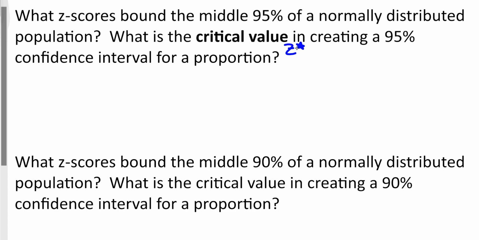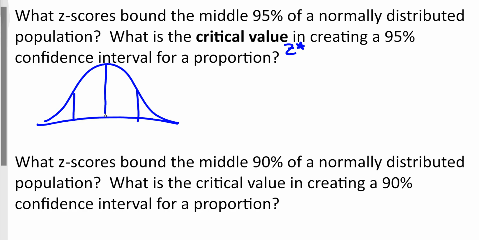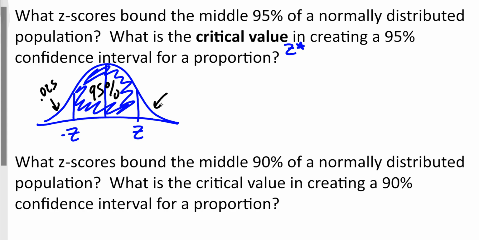So if we're saying 95%, we want to look at the visual of, okay, we have here and here on either side of our middle, and inside of here is 95% of it. Something we've done a while ago. But we want to figure out what z is and what negative z is. It's probably easiest to figure out that 2.5% makes up each side. So this is 0.025, and this is 0.025.